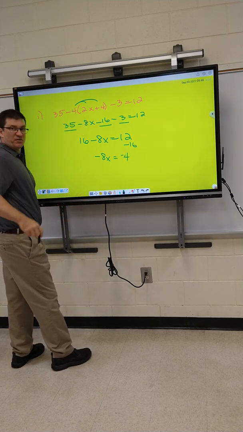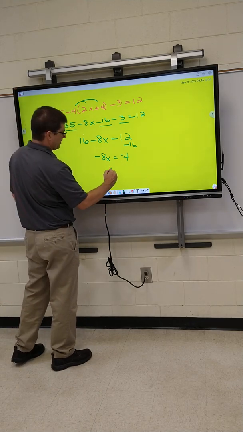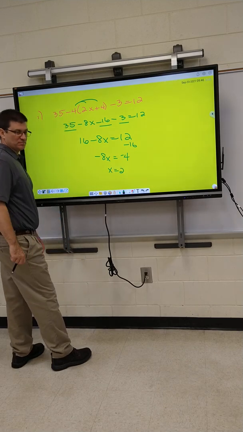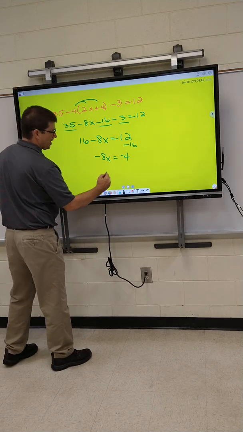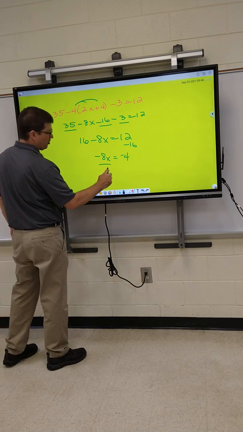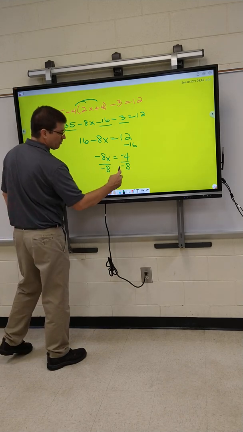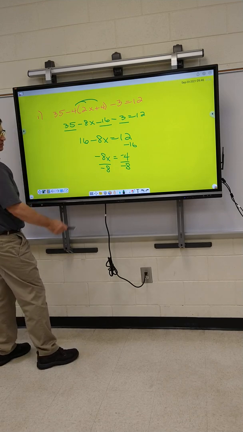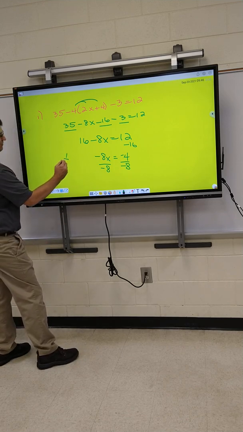All right, I saw this in first block. Kids looked at it. They said, yeah, the answer is going to be 2. All right, that's wrong. What do we have to divide each side by? We have to divide by negative 8. How do we know? Because you always divide by the number with the variable, the number with the x. So I got 1/2 on that one.